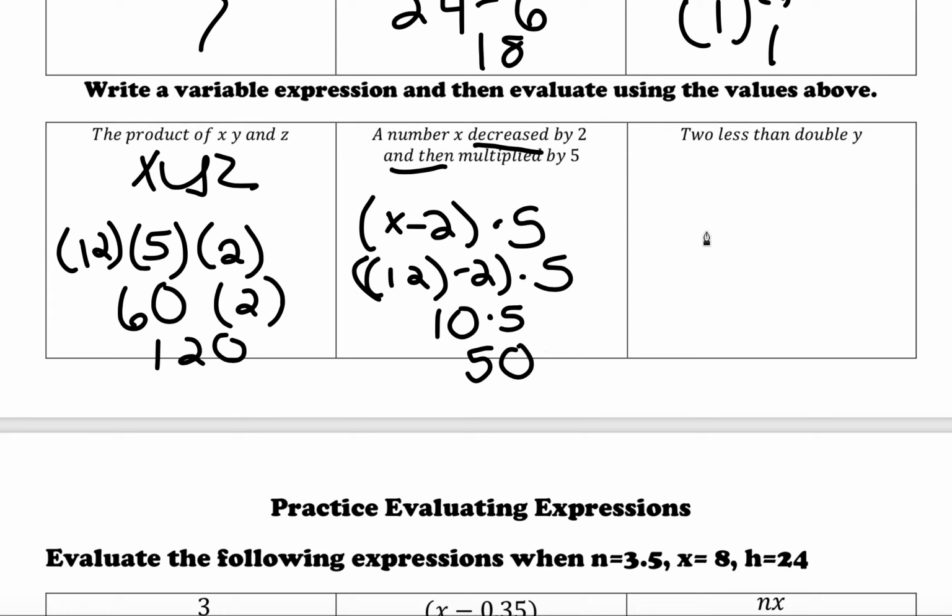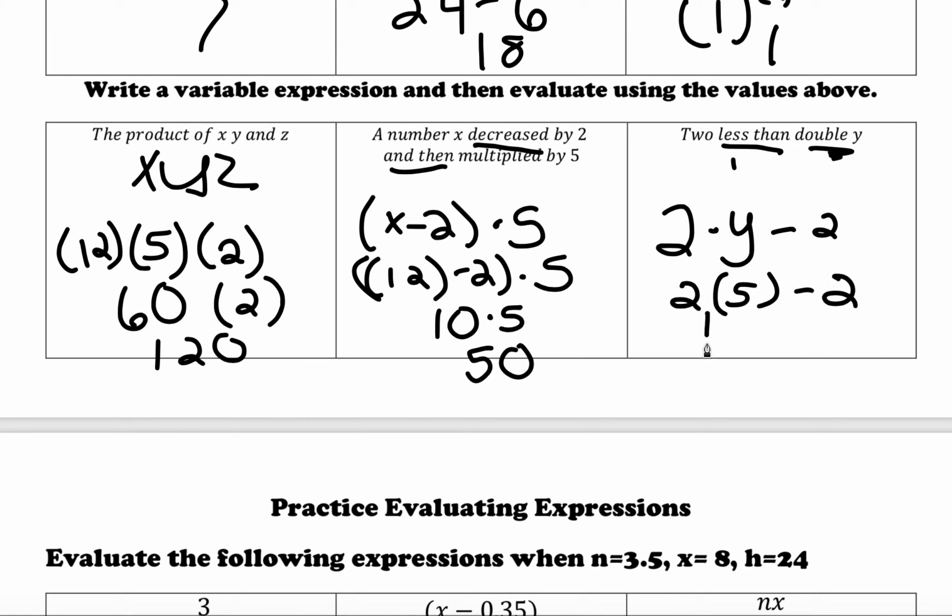Last one, 2 less than double y. So less than means subtraction, but remember that "than" is telling me the 2 is less than whatever this is. So the double y comes first. So double y means 2 times y minus 2. So that would be 2, 5 in parentheses, minus 2. 2 times 5 is 10, minus 2 is 8.